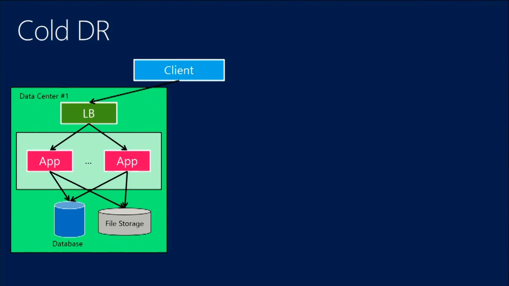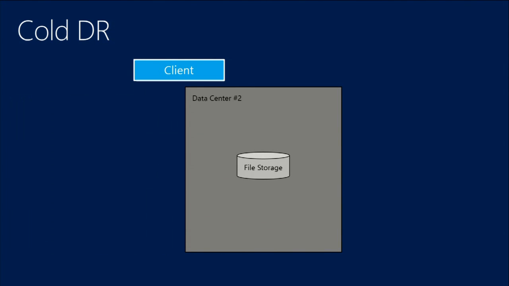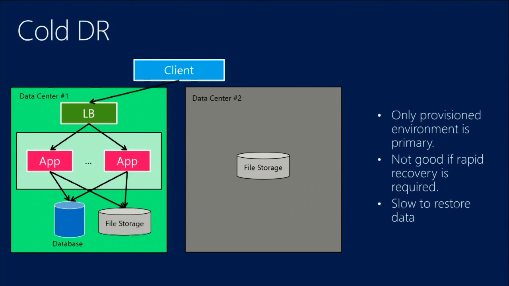So cold DR. Basically, we have our data center one, which has our application, load balancer, and everything. And in order to do a cold DR, we basically set up a backup strategy that backs up database and file storage into another data center, or even on-prem. And if it's on-prem, it's not going to cost anything because you already have the information. And if something goes wrong, what I'm going to do is take the package, take the backups, and restore it again. This is called DR.